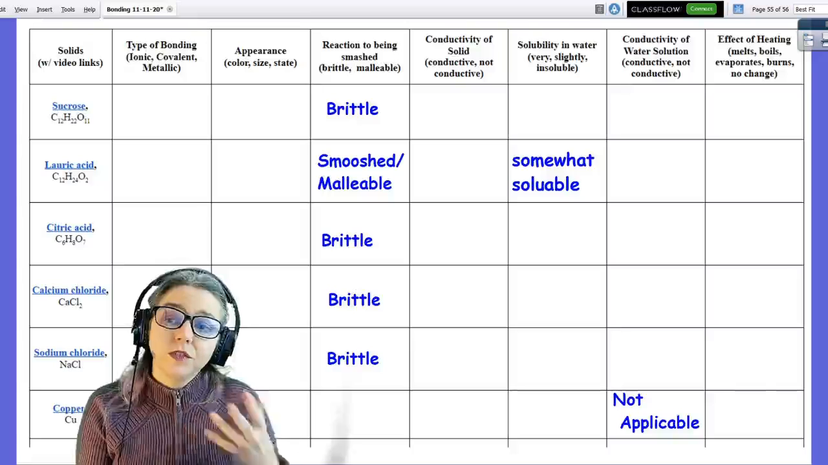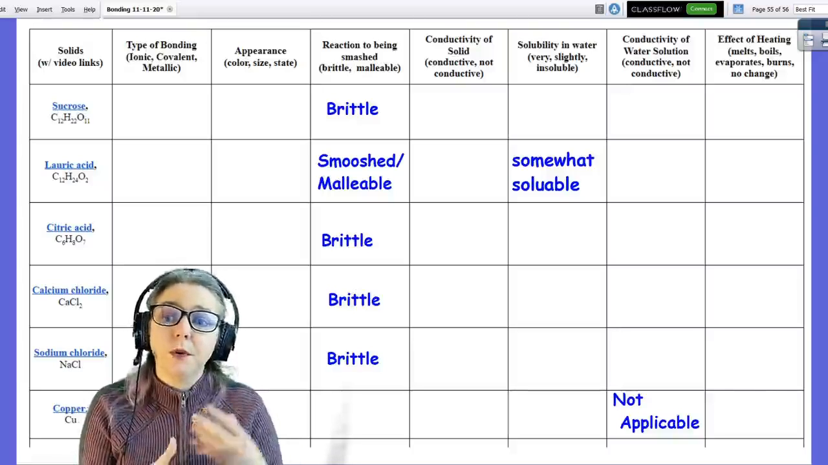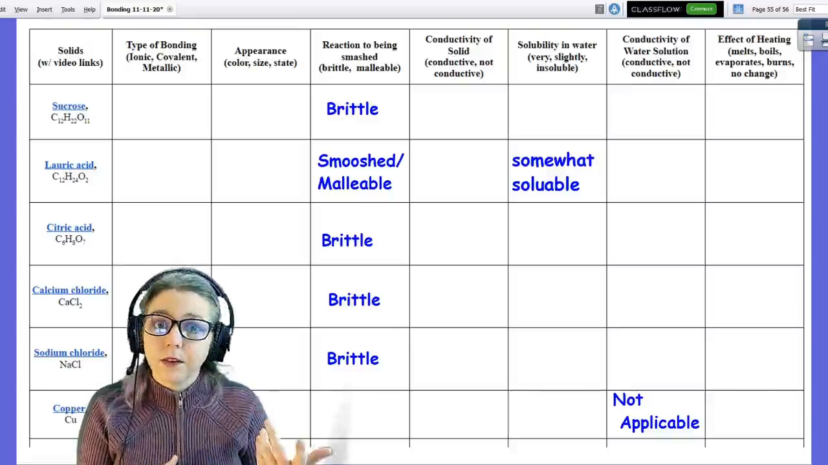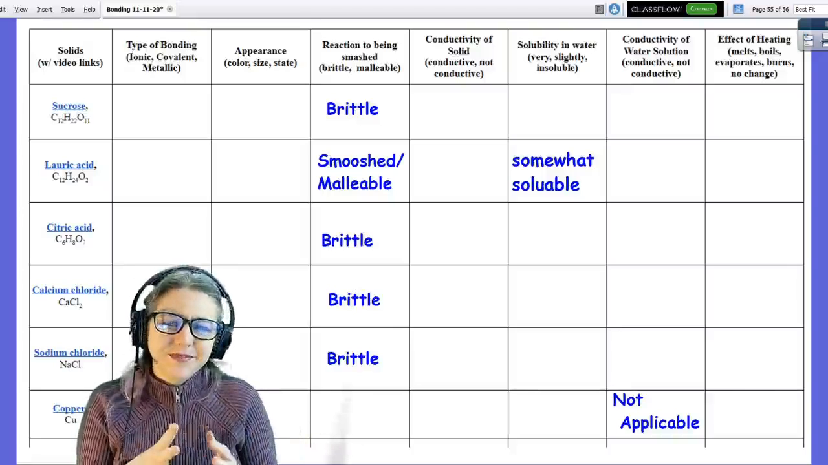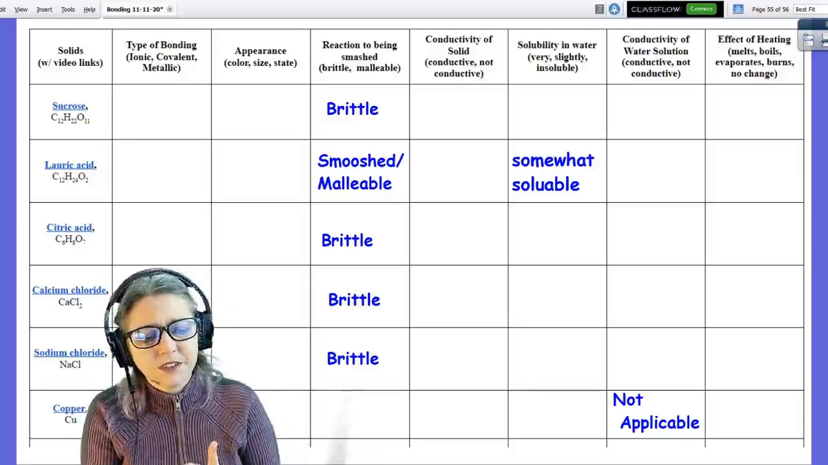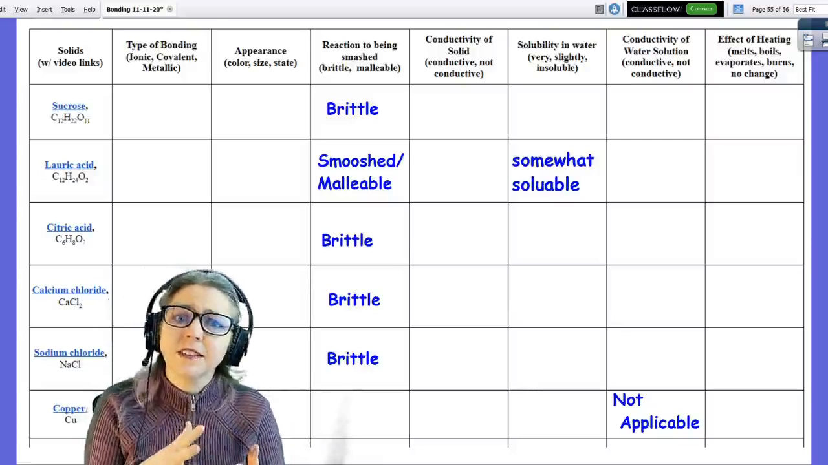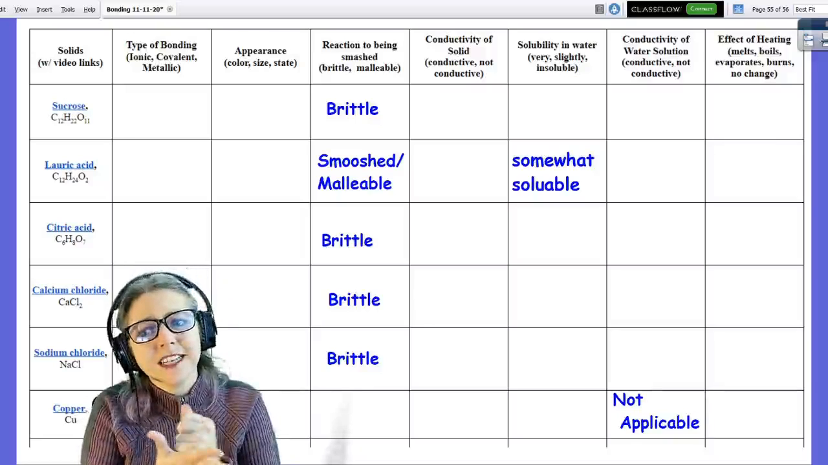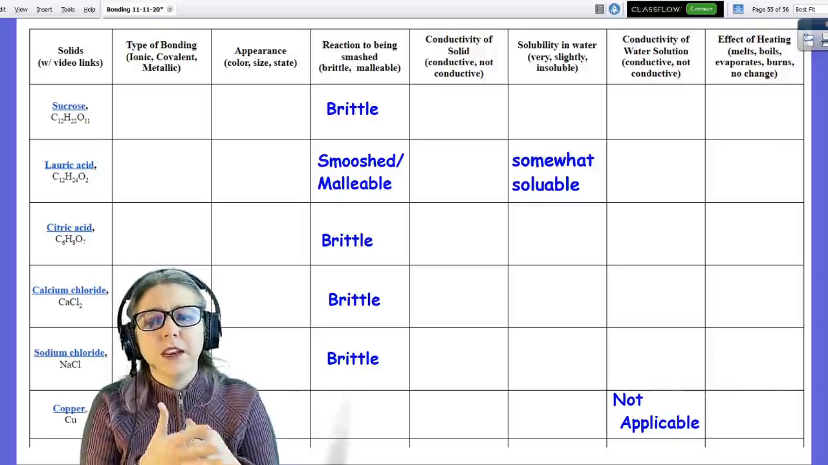So the sucrose, the sugar cubes, broke apart when I smashed them with a mallet. So that makes them brittle. My lauric acid was kind of hard to judge. It wasn't really so much crystals as they were kind of flakes. And so when I smashed them with a mallet, they actually kind of smushed together more so than getting crushed.